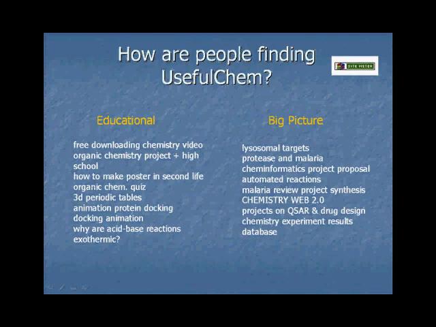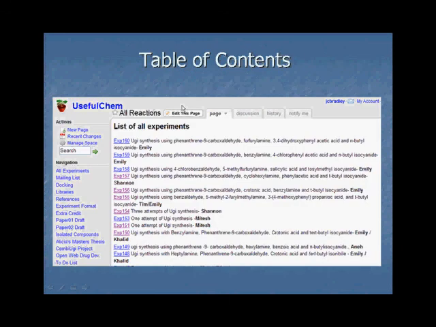So the other thing that they can find at a higher level is, I talk a lot about educational things. So if they're looking for free downloadable chemistry video, we've got that. If they're looking for 3D periodic tables, it's something that I've discussed. And people are looking for that. And also some people are looking for bigger picture, like lysosomal targets, cheminformatics project proposals. So I've discussed the proposals that I've put in, and that's great. Somebody who was looking for that would have actually found it. And of course, you can also search these experiments just by the traditional table of contents style.